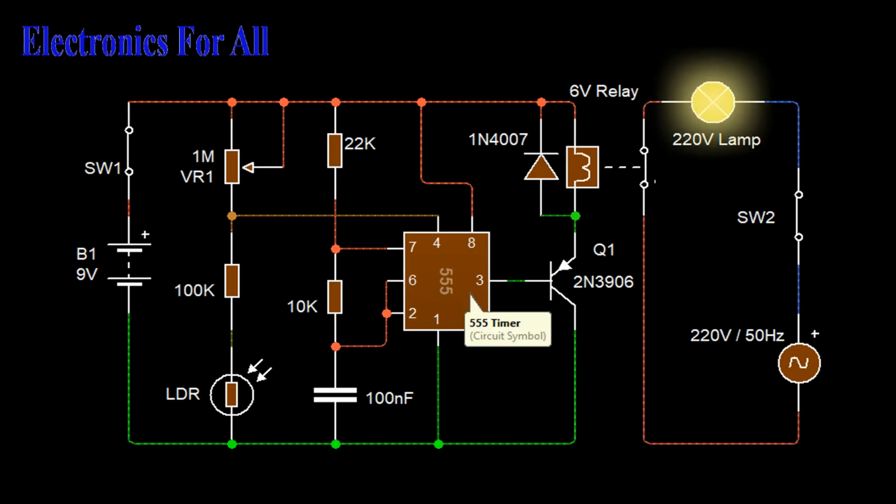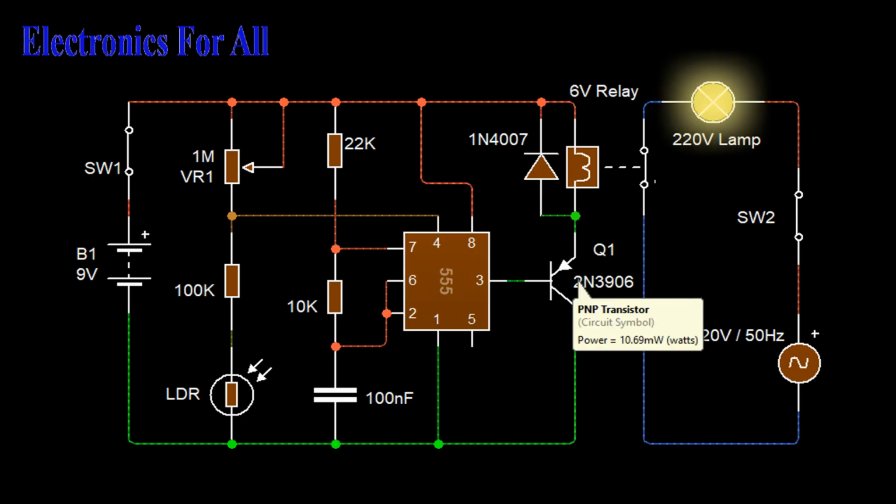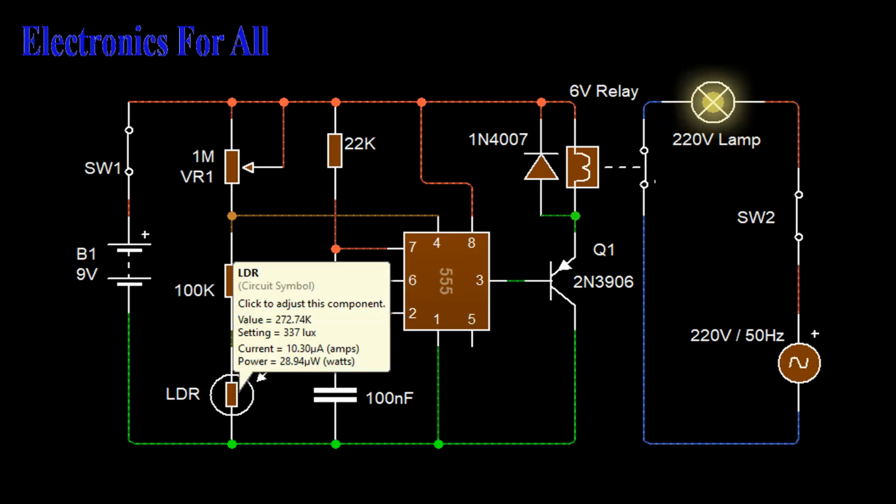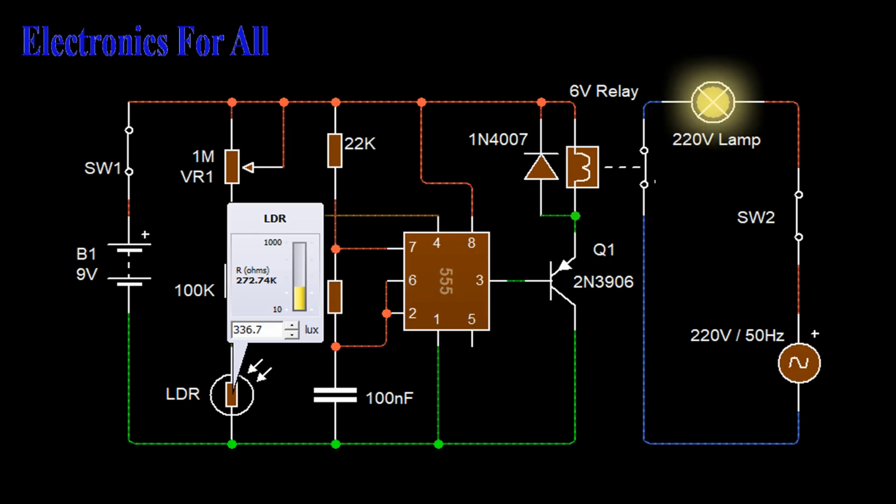This rise of voltage will be enough to lift the 555 IC from reset mode. Once the reset mode is lifted, the timer generates square wave output. So it is concluded that once the darkness falls on the LDR, the square wave output is generated by the timer. The square wave generated by the timer is fed to the PNP transistor to drive the relay.